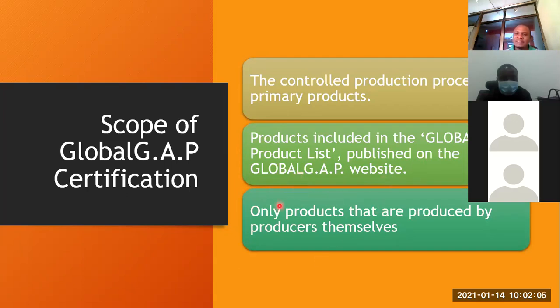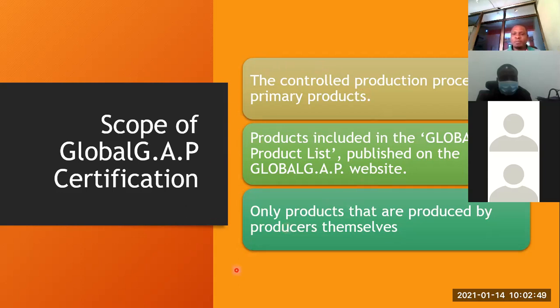And GlobalGAP certifies only products that are produced by the producers themselves. So if you are going to seek GlobalGAP certification, whatever product you are going to seek certification for must be produced by yourself. So GlobalGAP does not cover middlemen, okay, because middlemen usually don't produce by themselves. So GlobalGAP does not certify middlemen or middle dealers. Every product that is to be certified by GlobalGAP must be produced by the producers themselves.